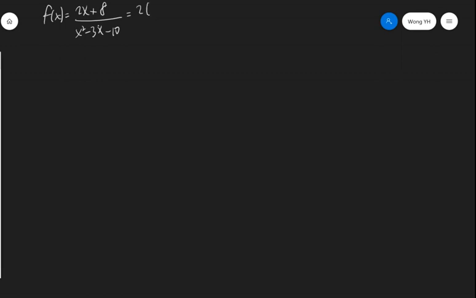On top we can take out the 2, which leaves x plus 4. Below is a quadratic function. You can either use a formula or use a calculator to get the factors. So we will get 5 and 2. The 5 we take negative 5, the 2 we take the plus 2. All right, so this is the fully factorized form of the rational function.